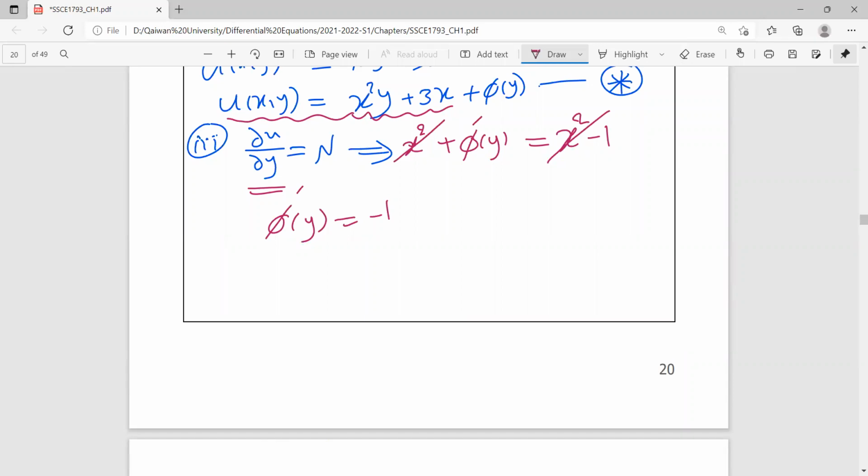Here we have phi prime of y. To get phi of y, to cancel this derivative, we must take integration. In step 4, we say integration of phi prime of y with respect to y equals the integration of -1 dy. This derivative with this integration are cancelled out.